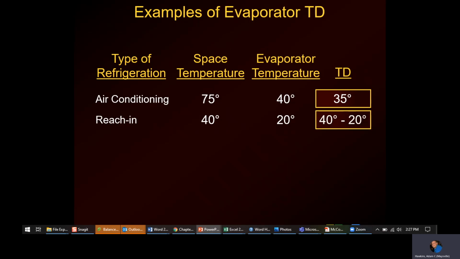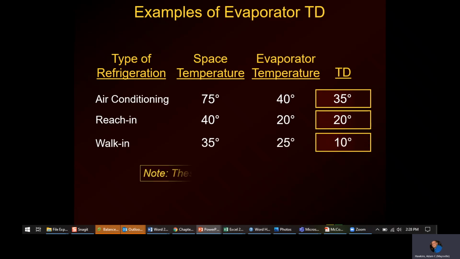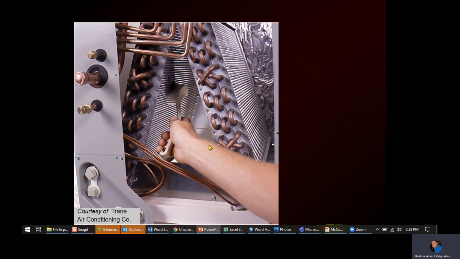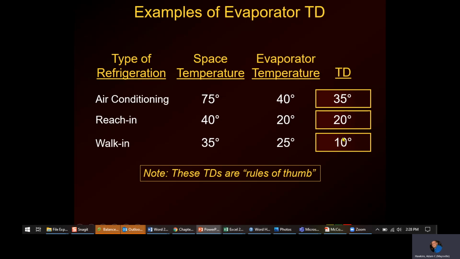A reach-in cooler, your evaporator temperature is going to be colder than the space. So if the space has to be 40, you're going to run an evaporator temperature somewhere around 20 degrees, which means you're going to be running about a 20-degree TD. On a walk-in, those tend to run a little bit lower. I'm assuming they're calling that a walk-in cooler, because your evaporator temp is 25 and your space temp is 35. So freezers as well, low temp applications, you're going to run more like a 10-degree TD on that as well.